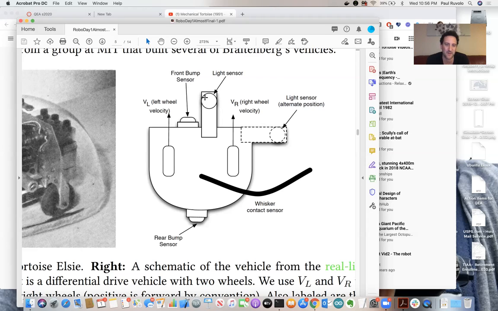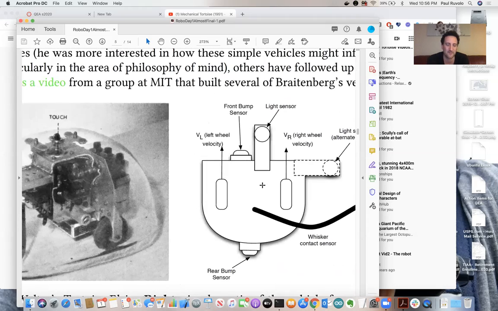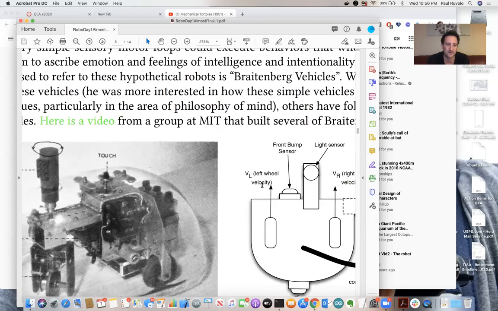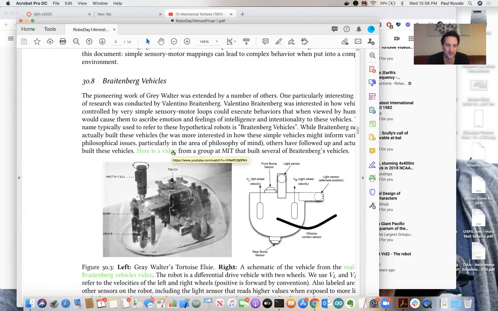In some cases, it's mounted in the front. In some cases, mounted on the side. And then we also have this contact sensor that looks kind of like a whisker that you'll see in some of the videos. We can imagine this just turning on and off if it is in touch with something in the environment. All right, so let's go ahead and watch that video and you can see what I'm talking about.